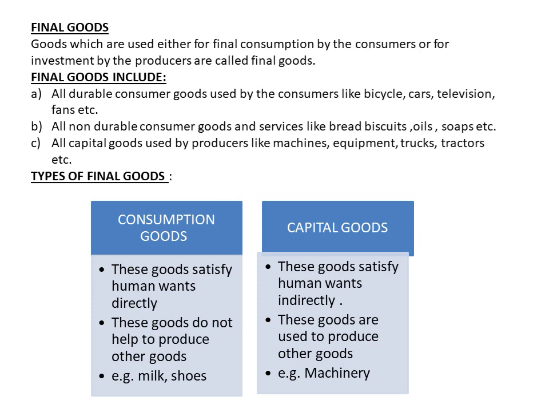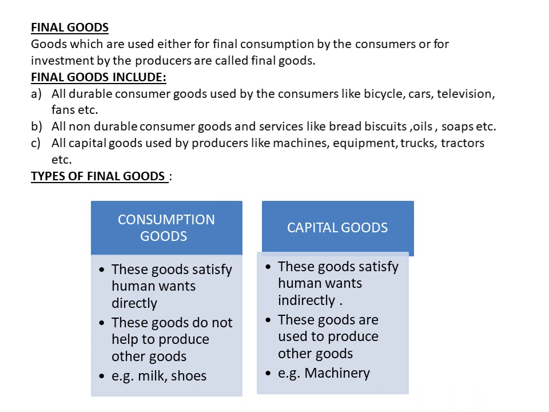Now we have also seen the types of final goods. There are two types: consumption goods and capital goods. Consumption goods satisfy human wants directly, that is, we go to the market, purchase them and consume them. Chips, you go and purchase and consume them. That is what? Consumption goods.